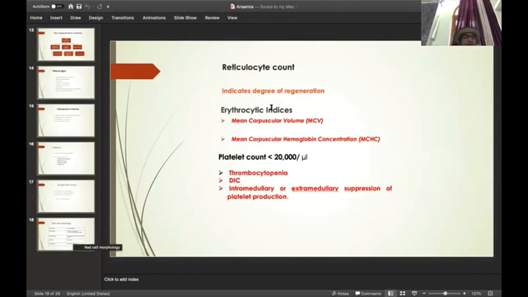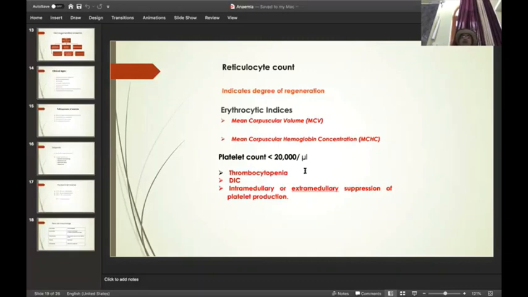Again, I have given a very important chart of reticulocytes. You have to measure the reticulocytes. It indicates the degree of regeneration. If you are counting reticulocytes, it will indicate the degree of regeneration, which means the favorable or unfavorable condition. For that, we have already learned in pathology the MCV and MCHC levels. Mean corpuscular volume and mean corpuscular hemoglobin concentration are very important for determining the erythrocytic index.